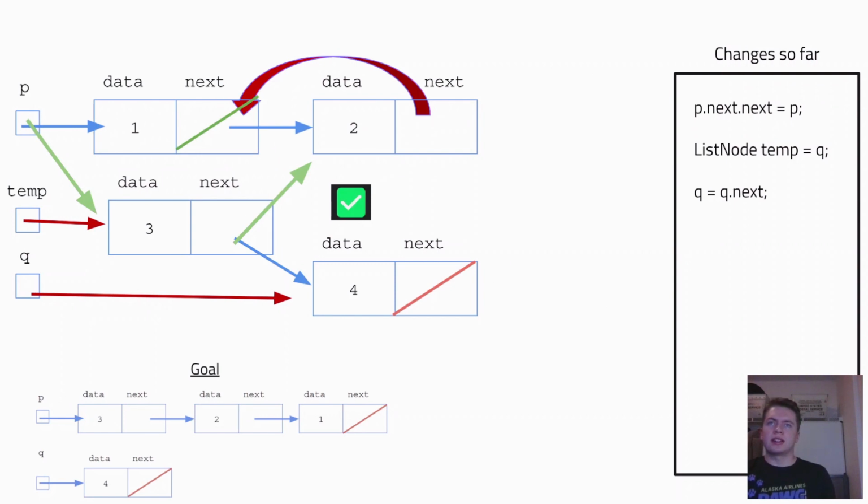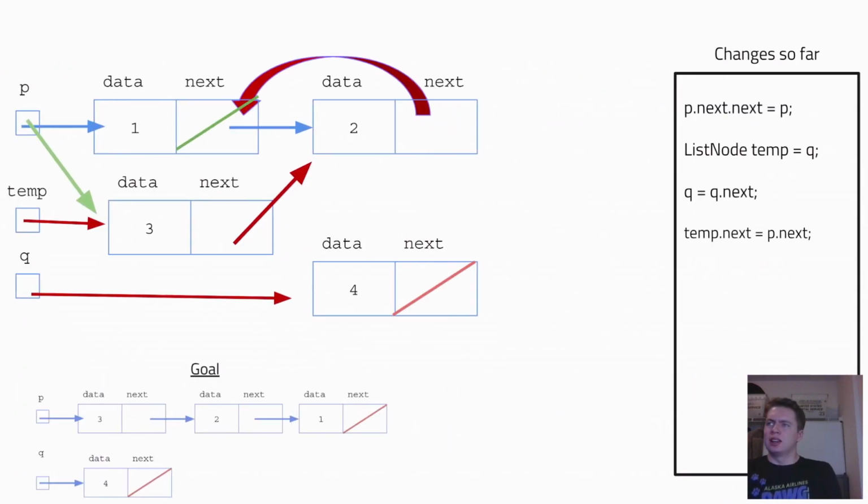So since temp.next and q are both pointing to the 4 node, we're safe to change one of those references. Temp.next or q. Well, we don't want to change q, but we really do want to change temp.next to point to the 3 node to get us one step closer to the goal. So let's do that. Temp.next is equal to the 2 node, and we can reach the 2 node by going p.next. Great. We're super close to our goal, and we only have 2 changes left to make.